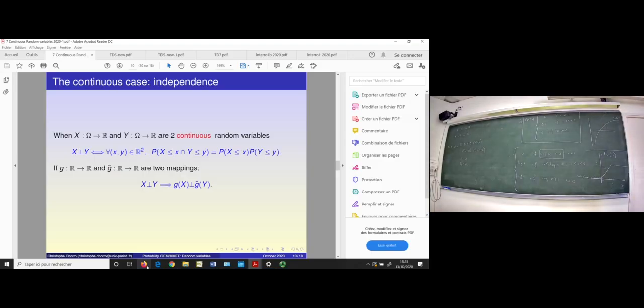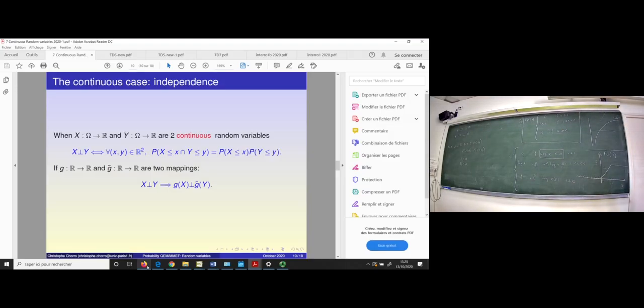So if you compute this kind of probability, the probability that x is less than small x and y less than small y, so something that is a little bit more restrictive than this one, it means that I consider for capital A the interval minus infinity to x, and for capital B the interval minus infinity to y. If I replace here, I obtain for this term the distribution function of x at the point small x, and here the distribution function of y at the point small y.